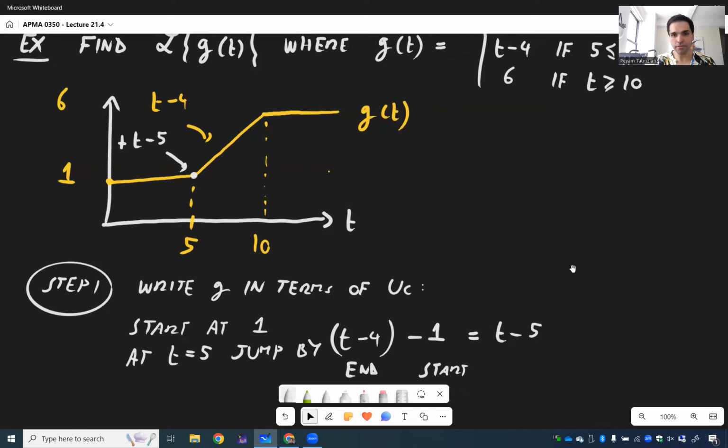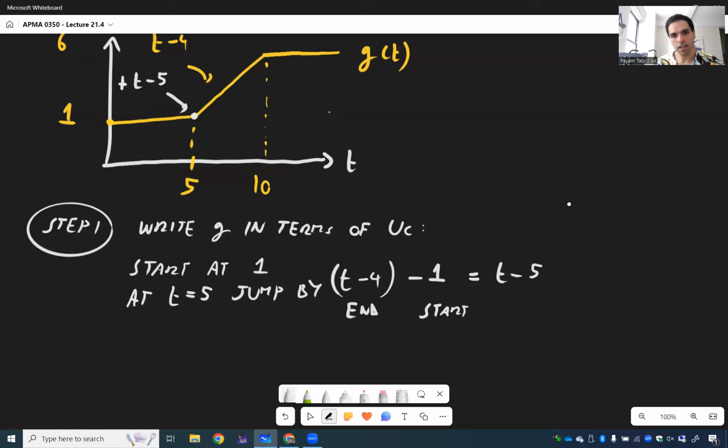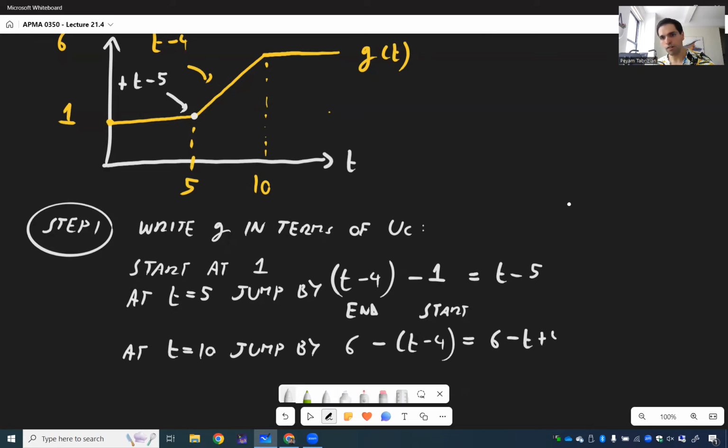And at 10, you do the same thing. So you jump by, so the end value is 6. The start value is t minus 4. And so this becomes, I think, 6 minus t plus 4, which is 10 minus t. But you'll see very soon, it's useful to write this in terms of t minus 10. So this becomes minus (t minus 10).